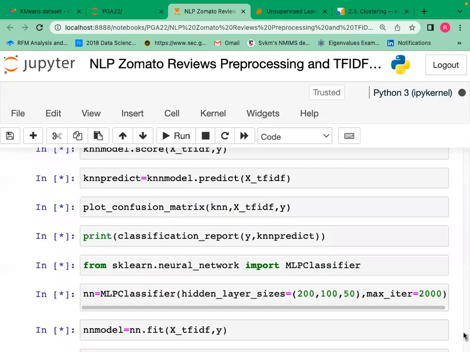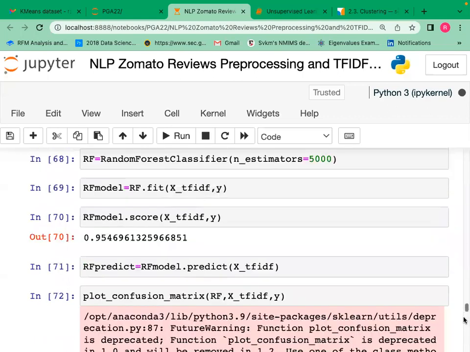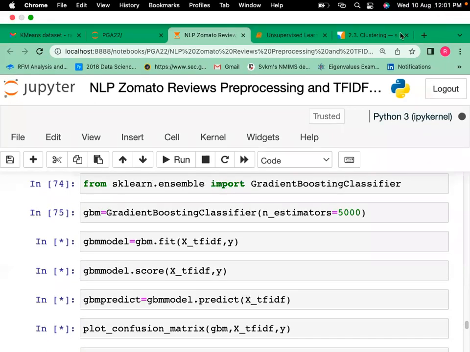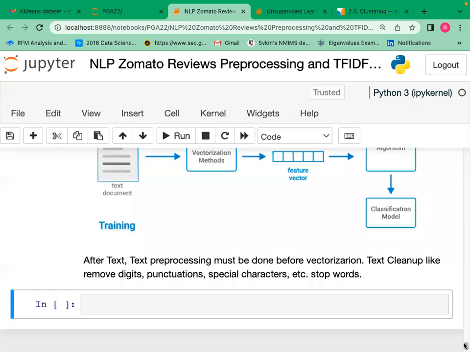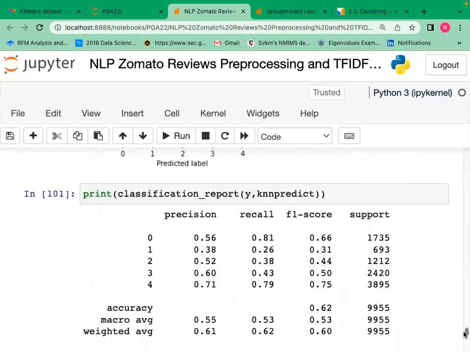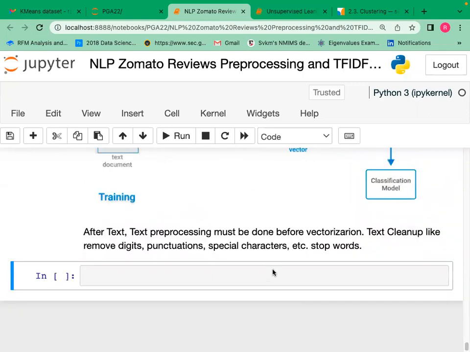Okay, why did it get stuck? Zomato reviews 68, 67, 70, 72. Oh, GBM is running. Okay. It ran for me. All the algorithms we have run, we found out neural network was the best.